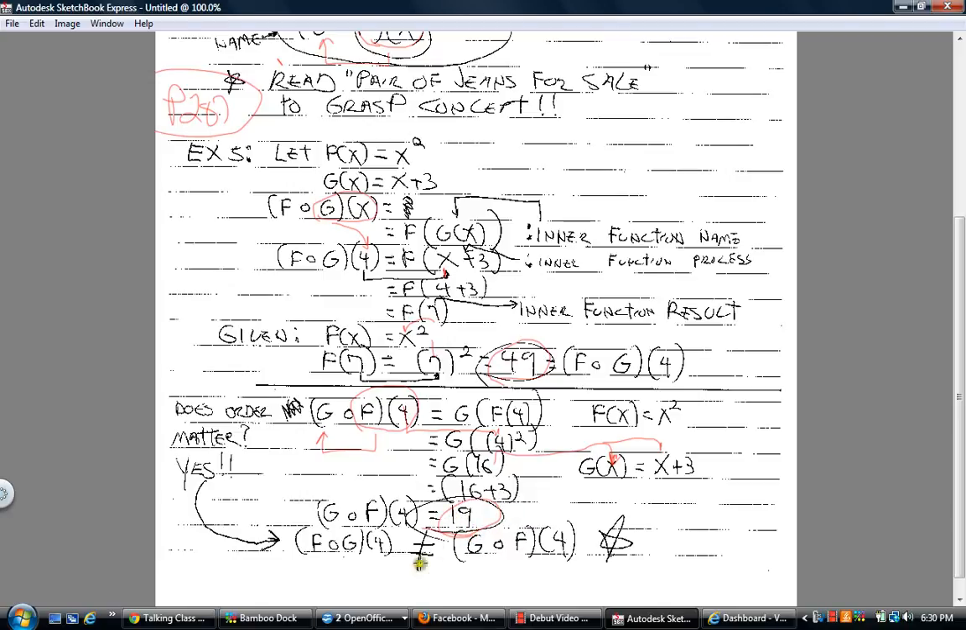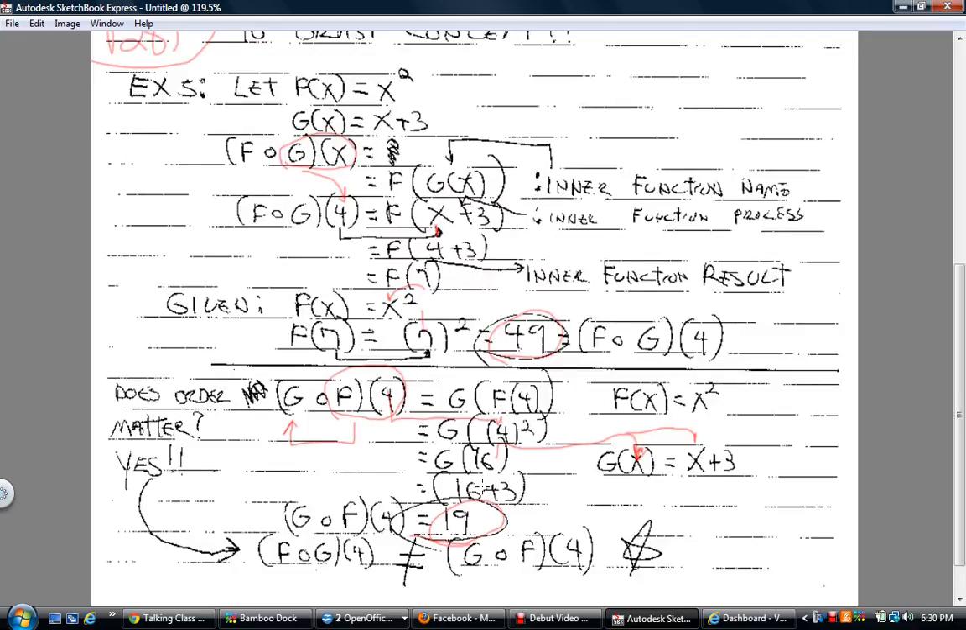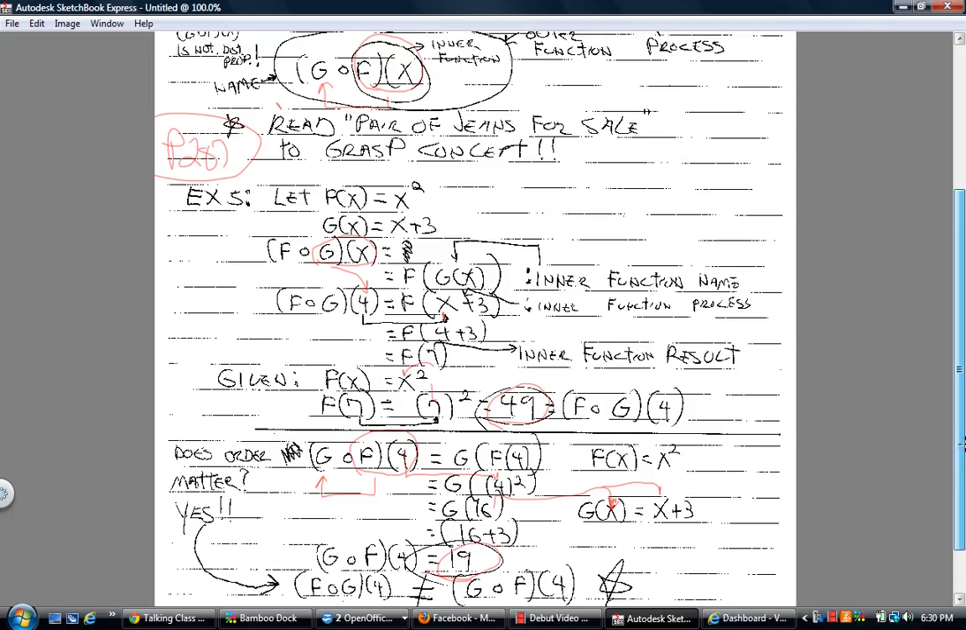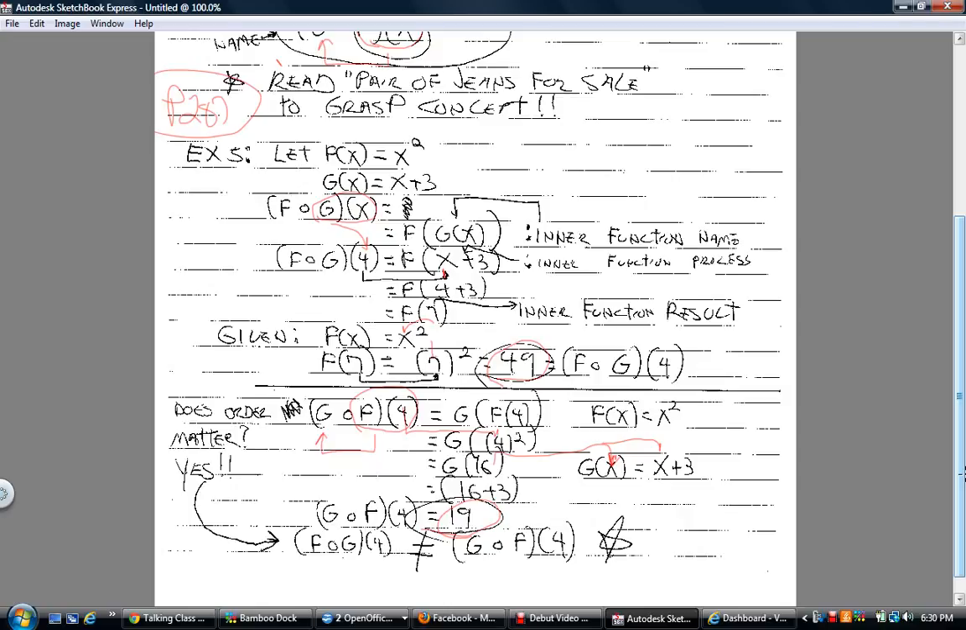So there's the proof that the two are not equal. 19 was the one answer. The other answer was, what did we come up with? 49. Oh geez, 49 does not equal 19. That's the idea. You practice these a couple of times. They're not too bad. You just have to remember: inner function, input the original x into it, get the output, take that answer and put it as an input into the outer function. You'll get your final output.